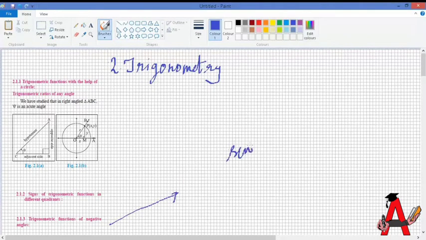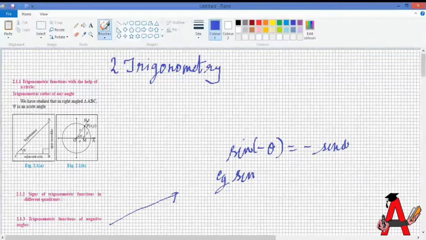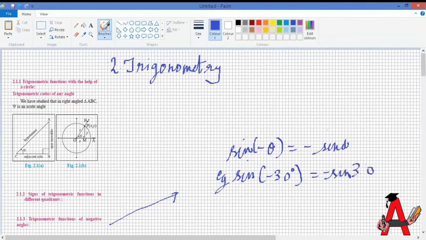Now sine of minus theta is equal to minus sine theta. Example: suppose I take sine of minus 30 degrees. Now this will be equal to minus sine 30, which is equal to minus half. So that is how you explain that sine of minus theta can be written as minus sine theta.